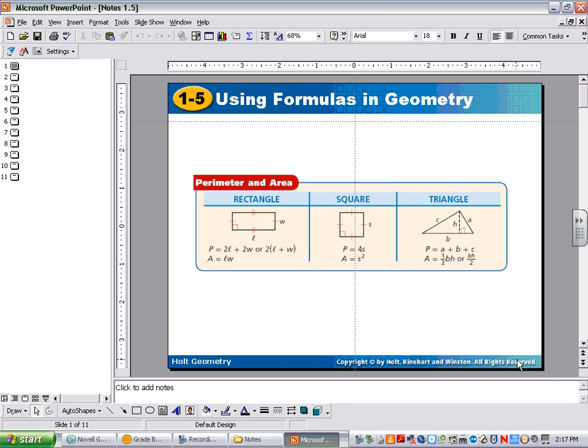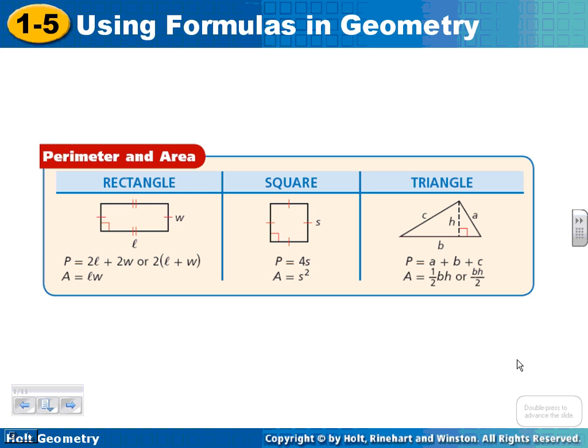Okay, hello. We are ready for Notes for Geometry 1.5, titled Using Formulas in Geometry. And these three you should know: rectangle, square, and triangle. But notice that each of them has two formulas. Like this, P stands for perimeter, A stands for area.